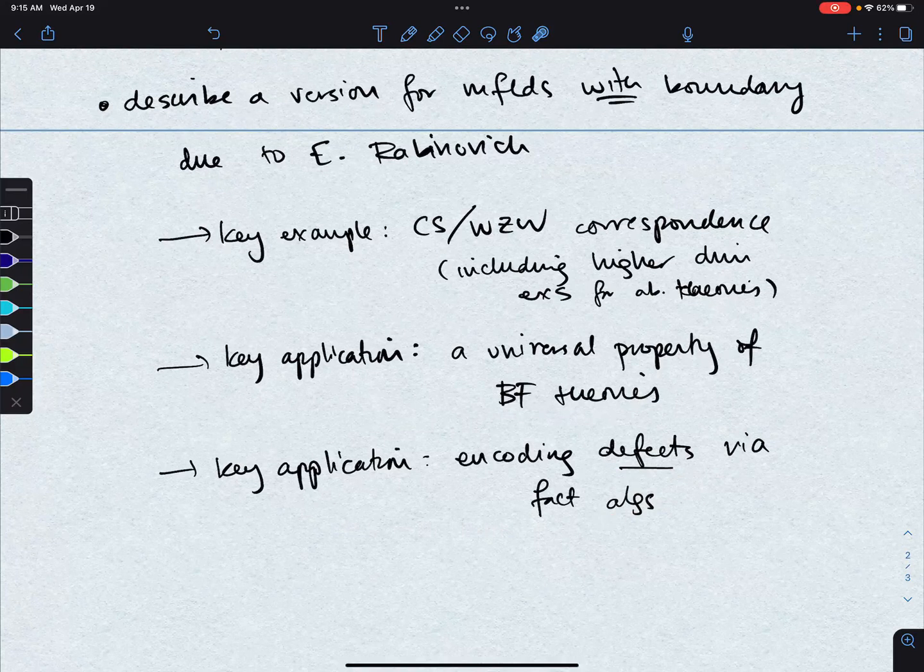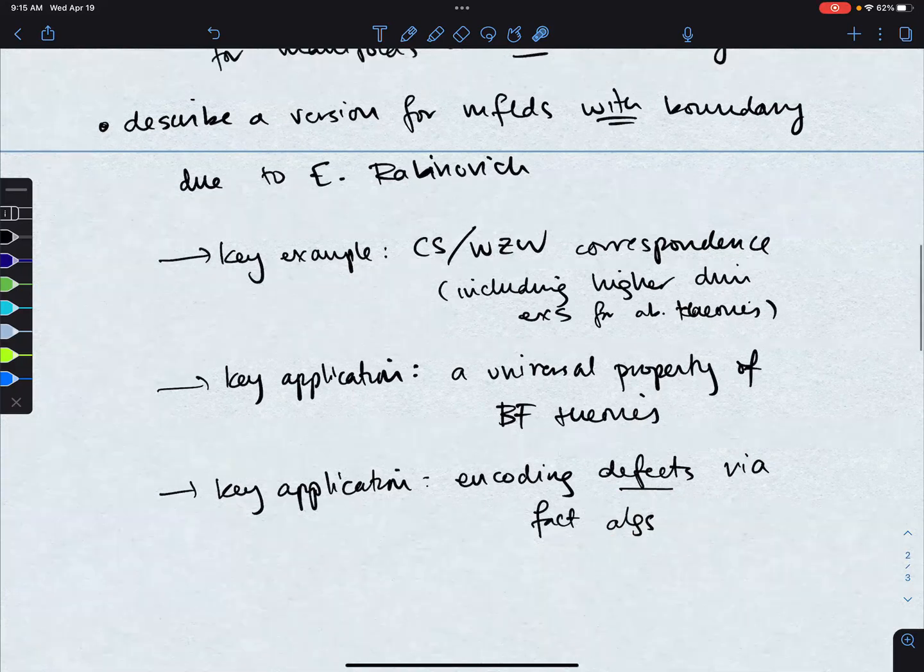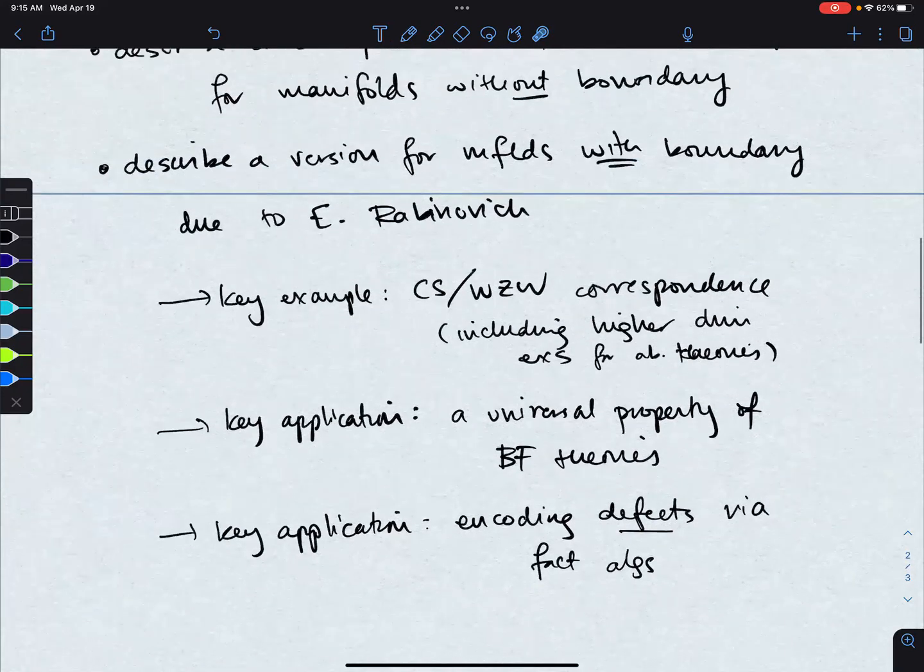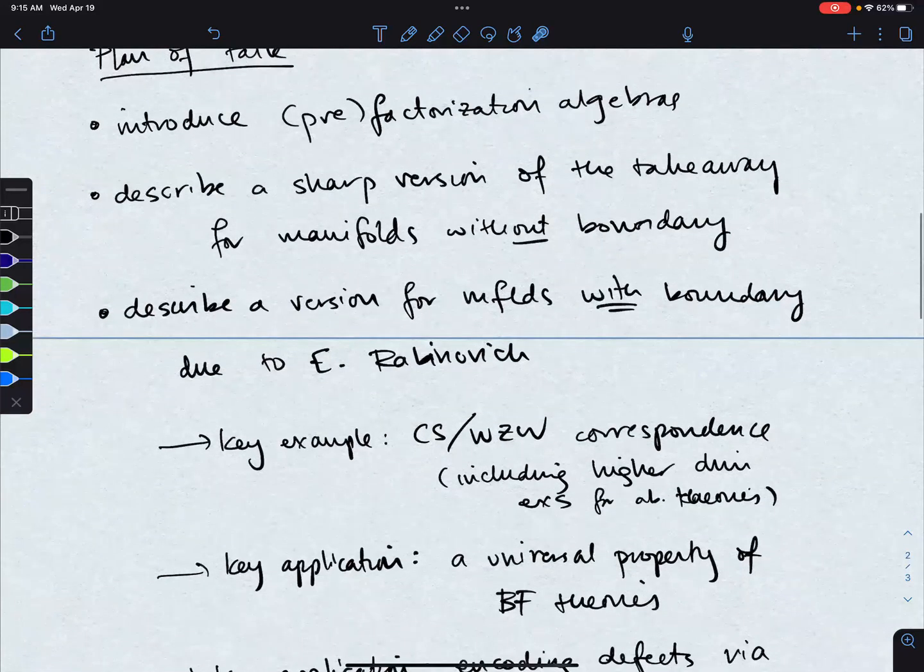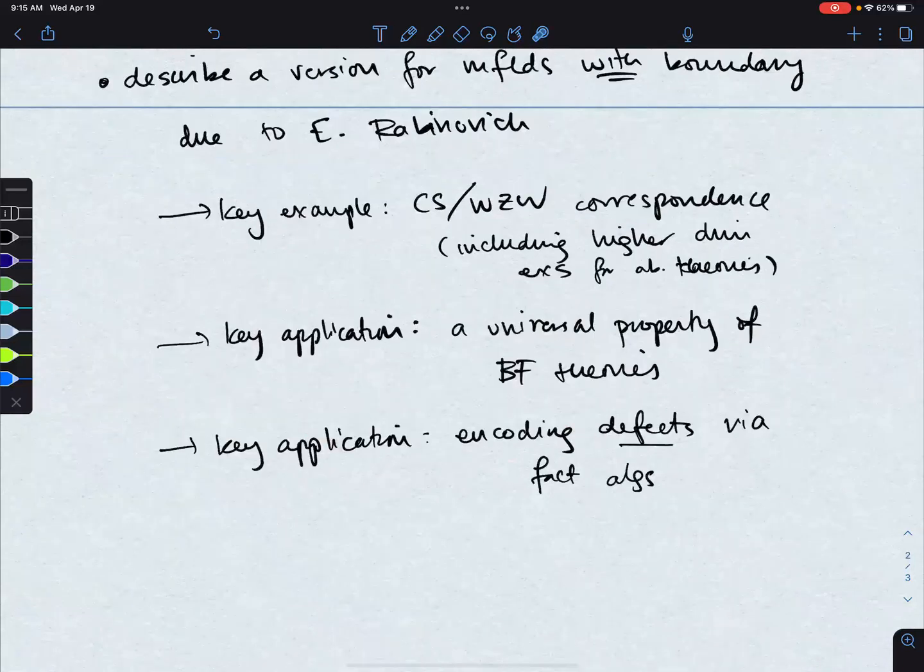Okay, so that's the outline. We're going to set the stage, give some background for what this dictionary between QFT and factorization algebras is, and then we'll move on to manifolds with boundary, and we can pick some direction to go in. Okay, any questions so far?